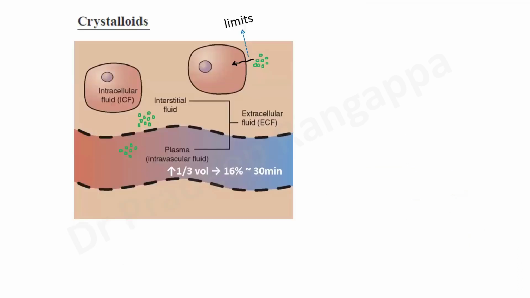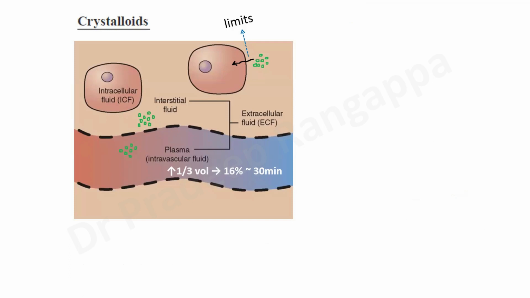So then we'll move to the type of fluids. Crystalloids, we have largely agreed, are the fluids of choice. When you give a crystalloid, the green thing is the droplets of fluid. So it enters the circulation. This is the blood vessel, and some amount will enter the interstitial space also.